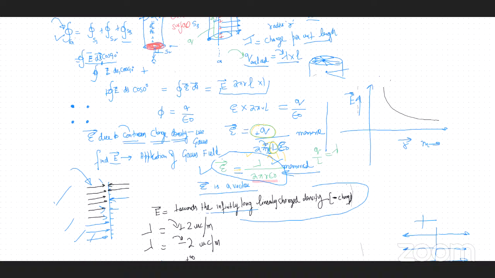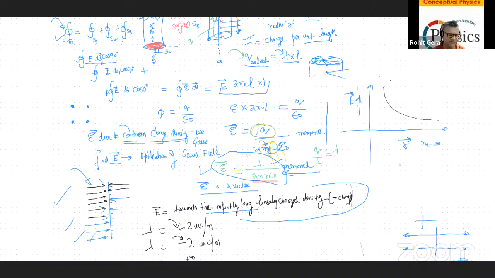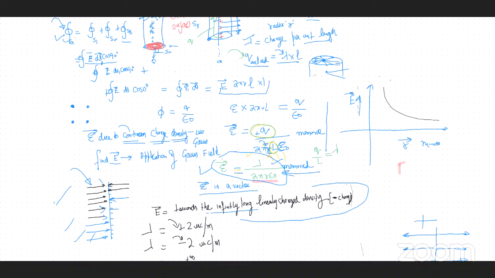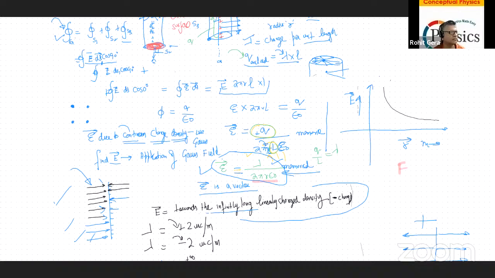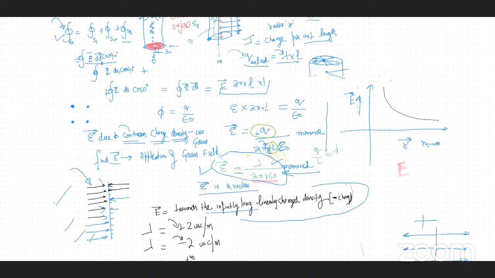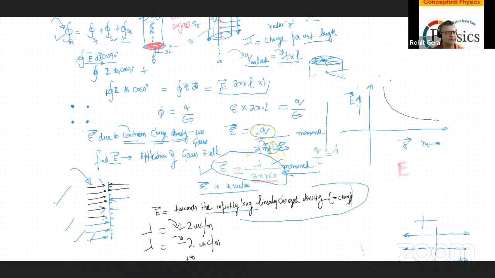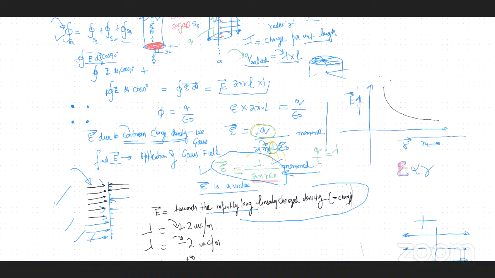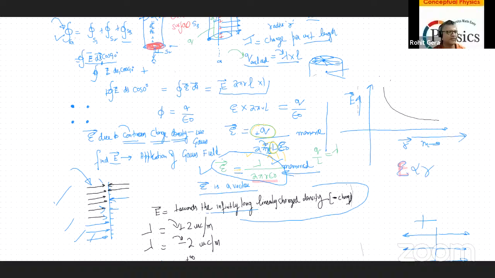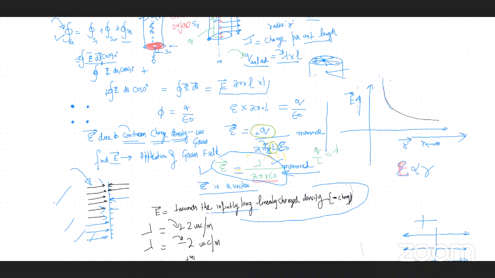Basically, the electric field is inversely proportional to the distance from the infinitely long wire at which the point is considered. So they're inversely proportional, which means as the distance R at which I'm finding the electric field increases, the electric field will go down. It is decreasing, right?